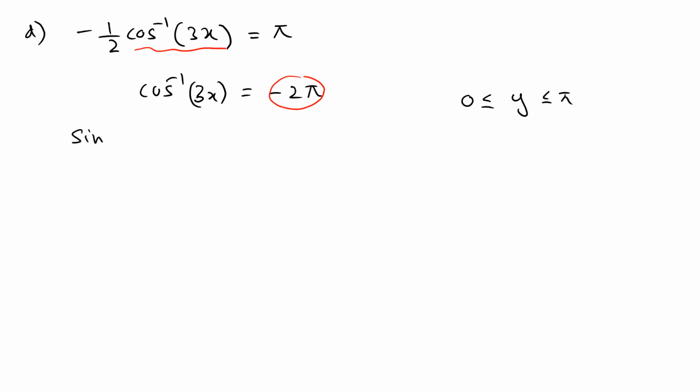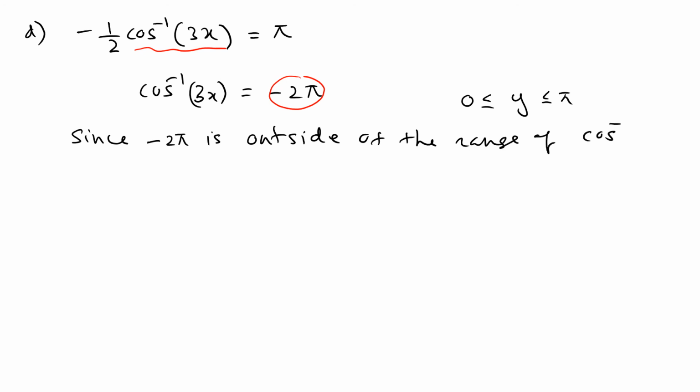So since -2 pi is outside of the range of cosine inverse, I can say there are no solutions. There are no solutions to this equation, because it's outside. So let's do a problem like this.